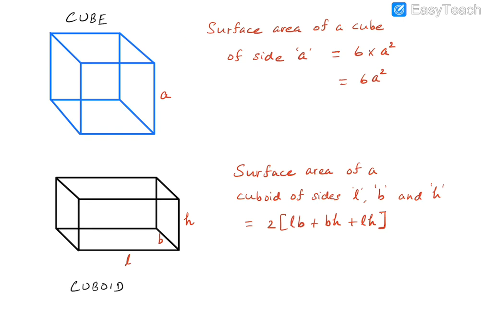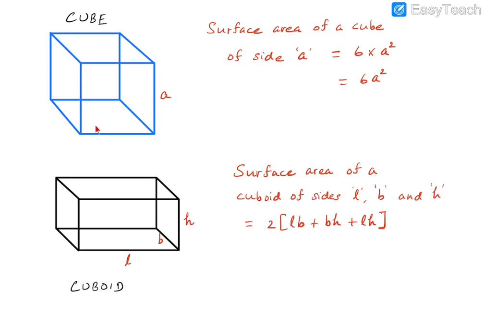Let us recall what we have studied earlier in our previous classes, in class 8 and so on, where we have studied the surface area of a cube, the surface area of a cuboid, and also the surface area of a cylinder. Let us first try to understand what is the meaning of the surface area. The surface area of an object or a body is the total area on the surface of the body.